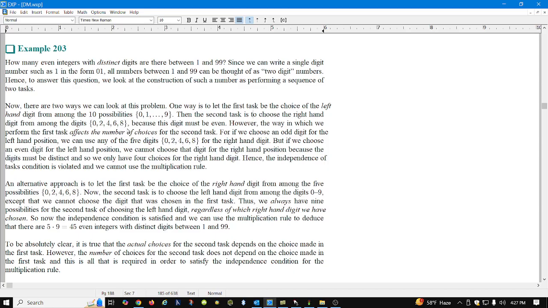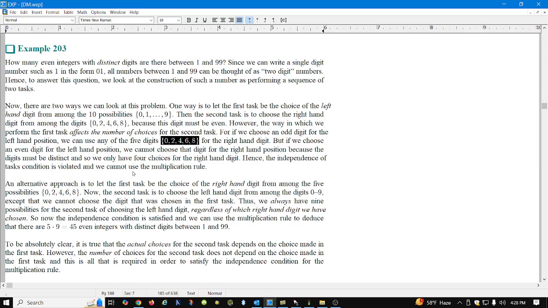But when you check the independence condition, you run into trouble. The way in which we perform the first task, the choice of the left-hand digit, affects the number of choices for the second task. If we choose an odd digit for the left-hand position, we're free to choose any of the 5 even digits on the right. But if we choose an even digit on the left, we can't choose that again for the right side, so we only have 4 choices. So the number of choices for the second task depends on how the first task was performed. So this procedure fails the independence condition, and you can't use the multiplication rule.